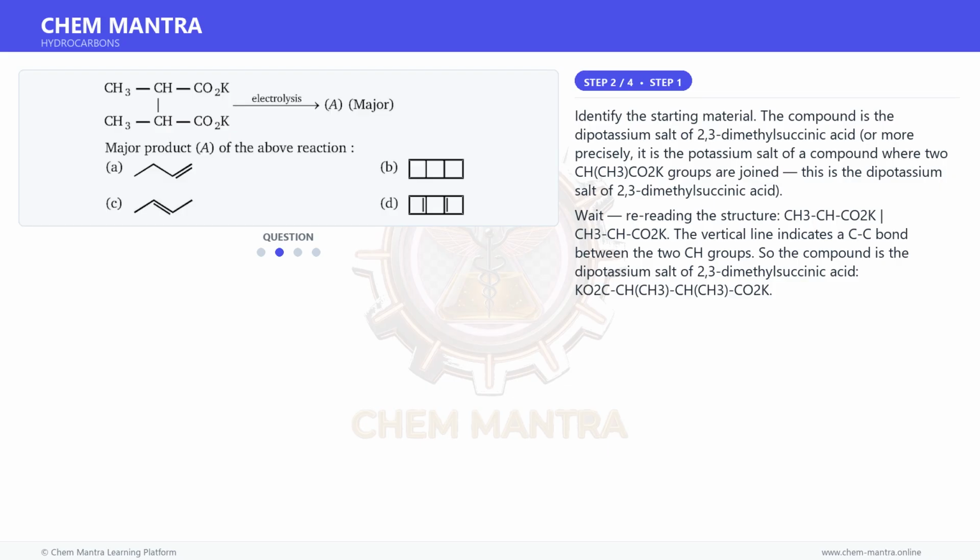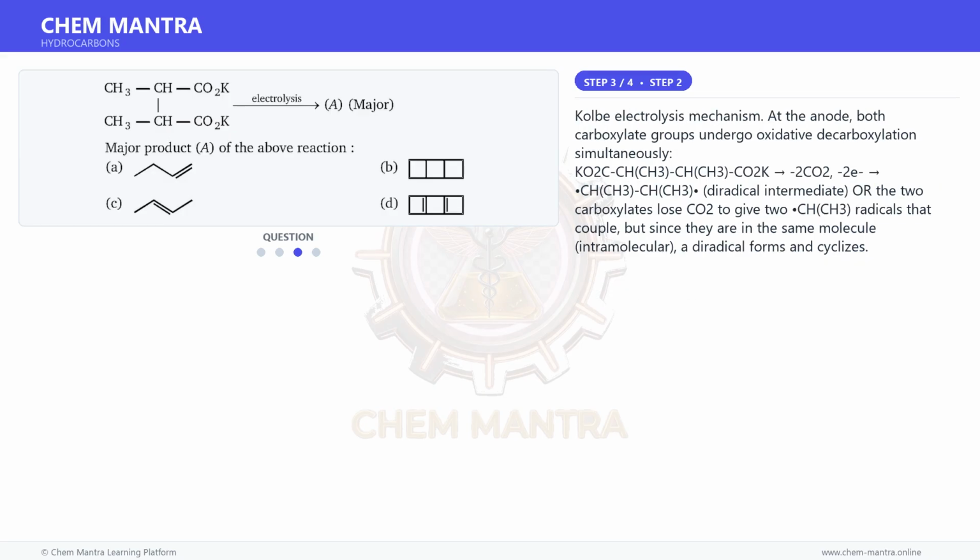CH3CH(CO2K) vertical bar CH3CH(CO2K). The vertical line indicates a C to C bond between the two CH groups. So the compound is the dipotassium salt of 2,3-dimethylsuccinic acid, CO2K-CH(CH3)-CH(CH3)-CO2K. Moving on to the next step.